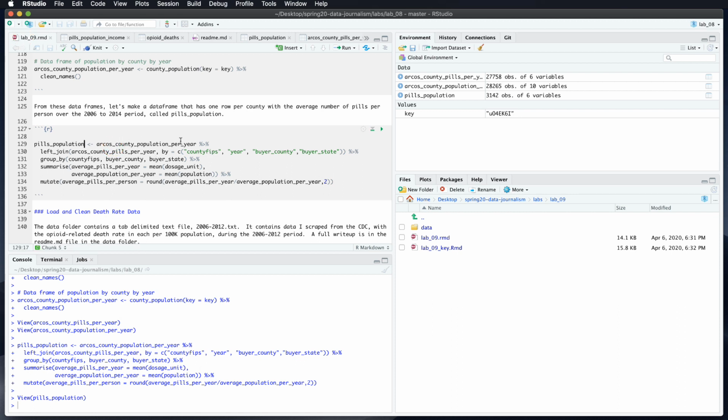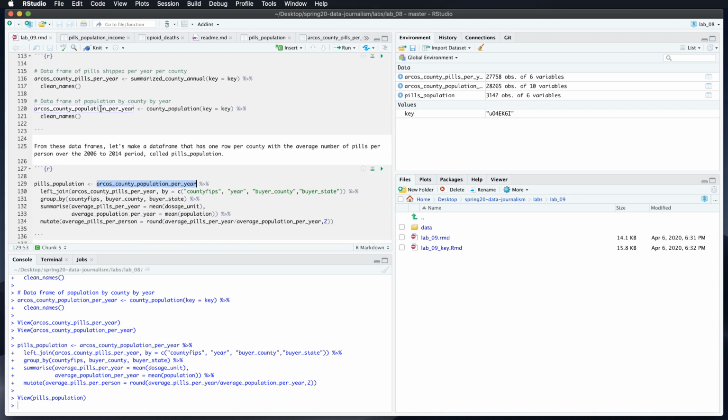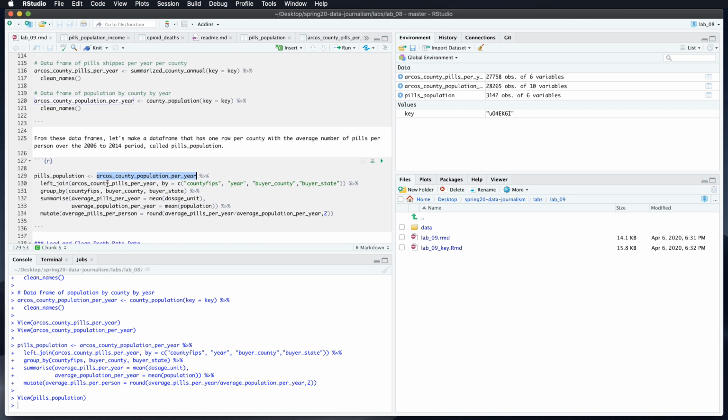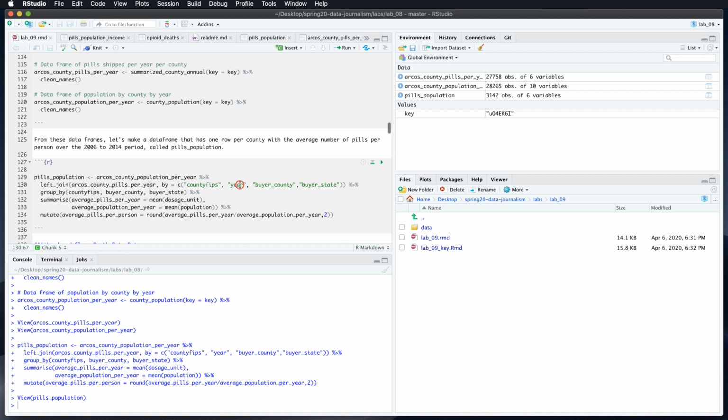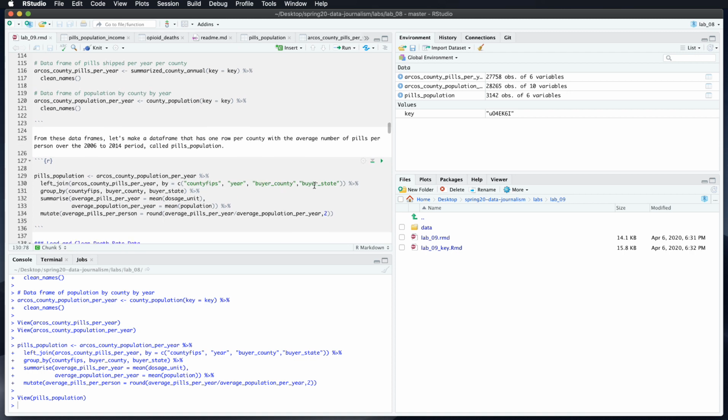Created a new object called pills population, and took my ARCOS county population per year data frame, that's this one, and I joined it to pills per year. I joined it on a number of fields: the county FIPS code, the unique identifier for each county, the year, the buyer county, and the buyer state, the name and the state.